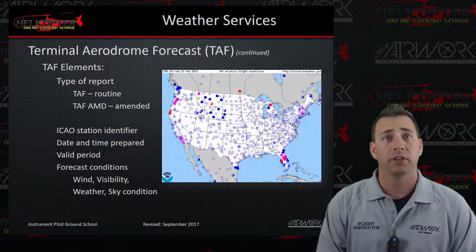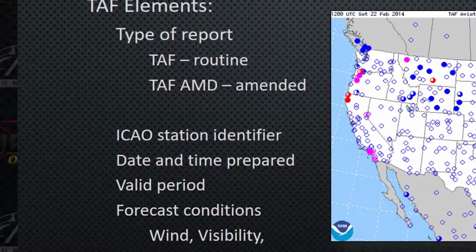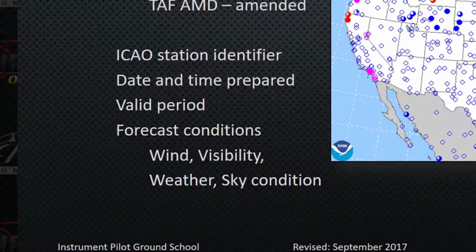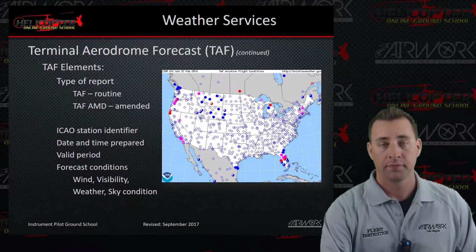So the TAF elements, we have a TAF report. So you have the routine TAF, and then you have an amended TAF. The amended TAF is kind of like a SPECI for the METAR, but it's for the TAF instead. The TAF itself is going to have the ICAO station identifier, the date and time prepared, the valid period, the forecast conditions, wind, visibility, weather, sky conditions.